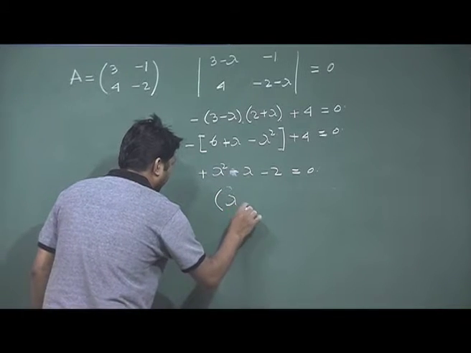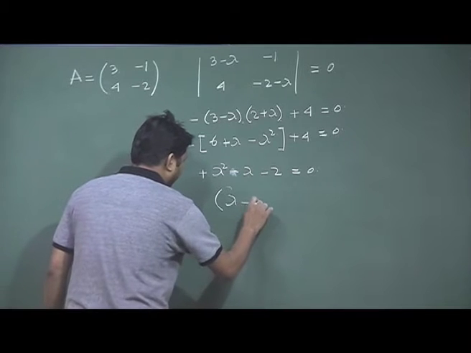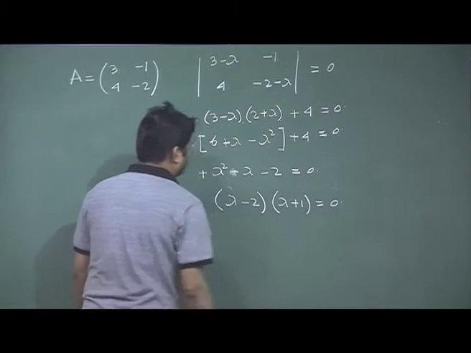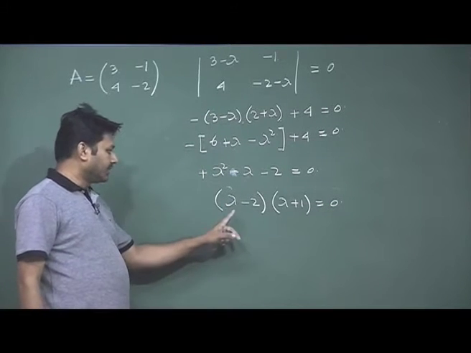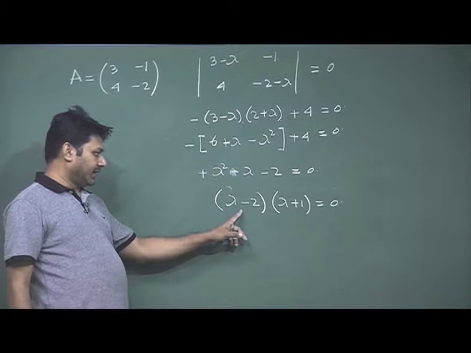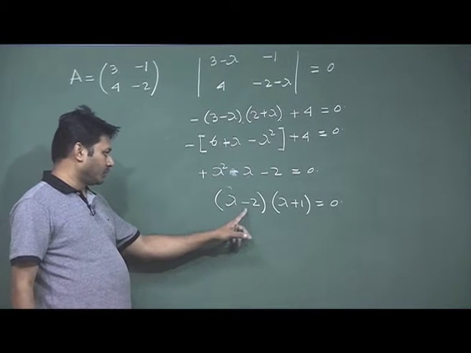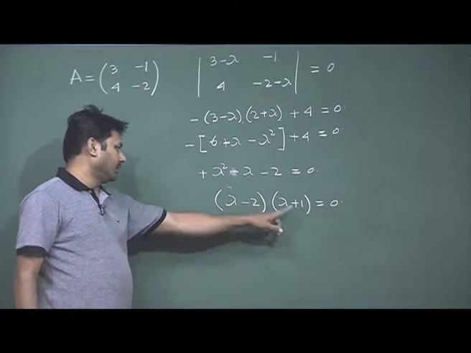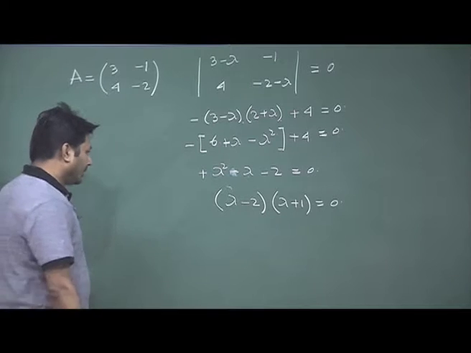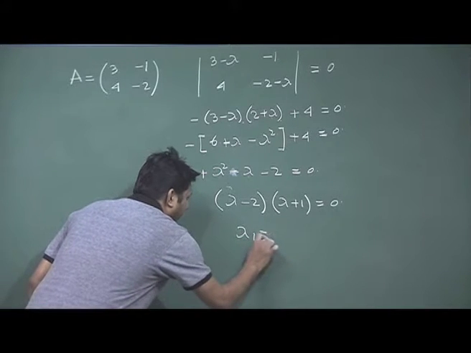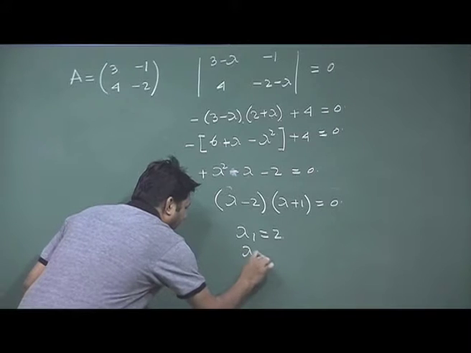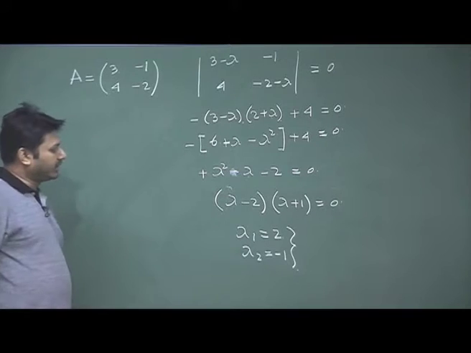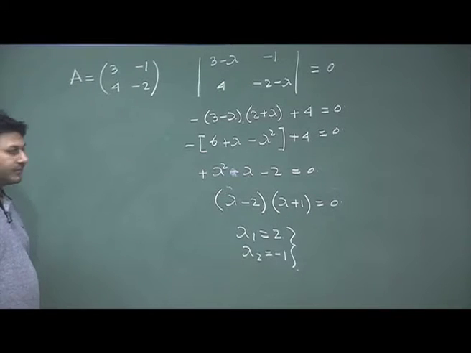So it will be lambda square minus lambda minus 2 equal to 0. This I can factorize, and I am getting the values. So what lambda values am I getting? The eigenvalues are lambda 1 equal to 2 and lambda 2 equal to minus 1. The first part is done.